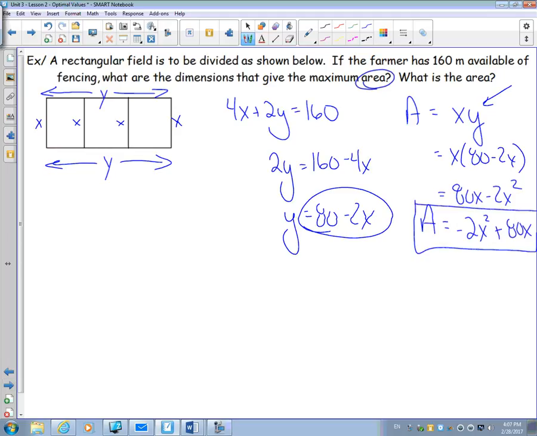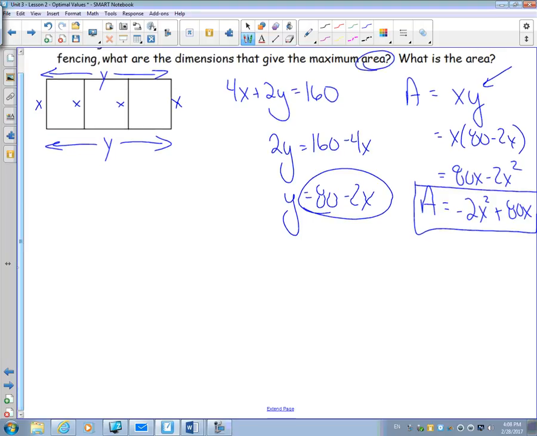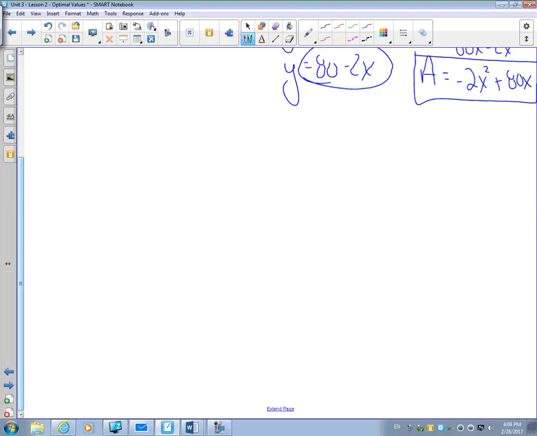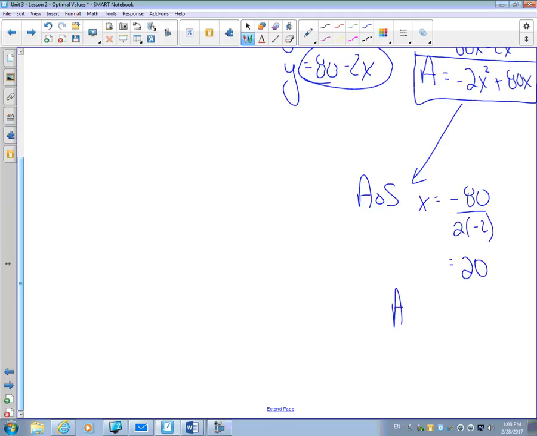Or in other words, I have an equation for area like that. If I want to maximize an area, don't I really want to find the vertex of that equation? So our axis of symmetry is helpful. Negative b over 2 times a, that's 20. Well, if I want to find the area, I can just plug that back in. My area is negative 2 times x squared plus 80 times x. Put it all in my calculator, and I get an area of 800.